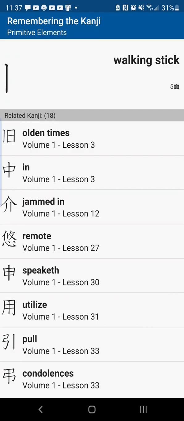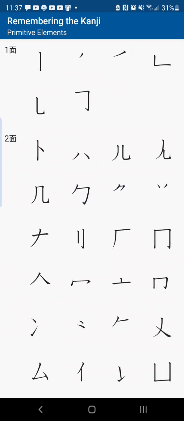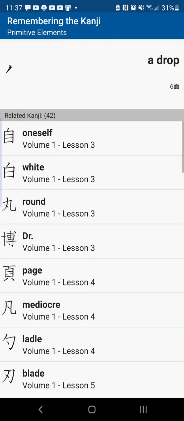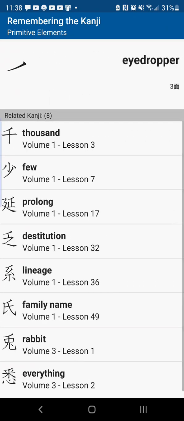So 1, it's just this walking stick here, straightforward enough. A drop, so we'll see that kind of topping off things like white and oneself. These don't necessarily have pronunciations on their own, but they'll help you to visually break down kanji. Eyedropper, so this slash, we can see it on 1,000.